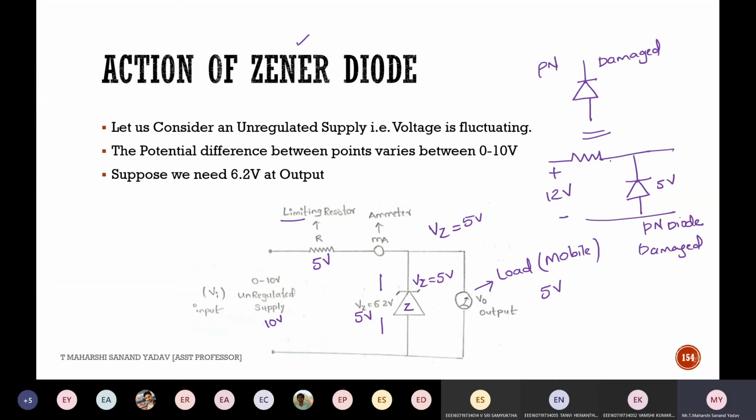So is this forward bias or reverse bias? Here it will be positive, here it will be negative. This is reverse bias, so obviously it will get damaged. In order to overcome this condition, I'm going for some special kind of diode. That's why I told you it is a special purpose diode.